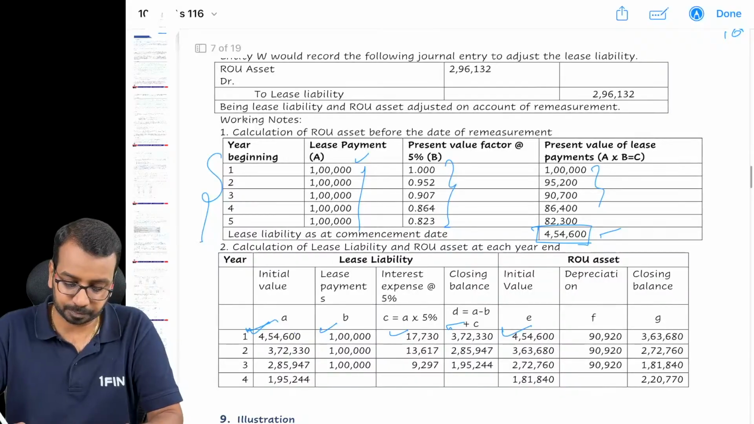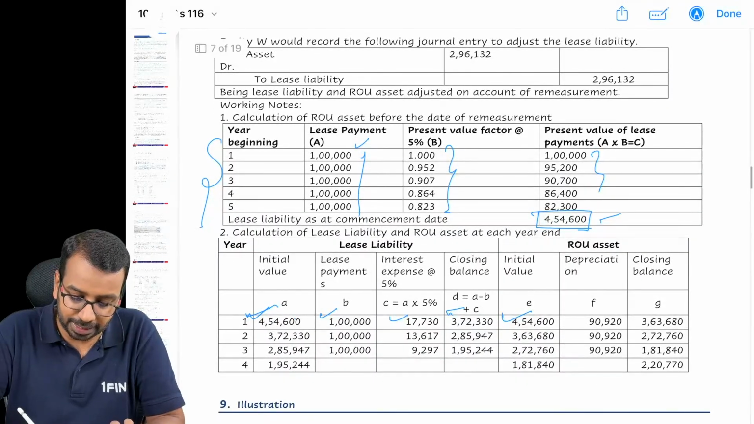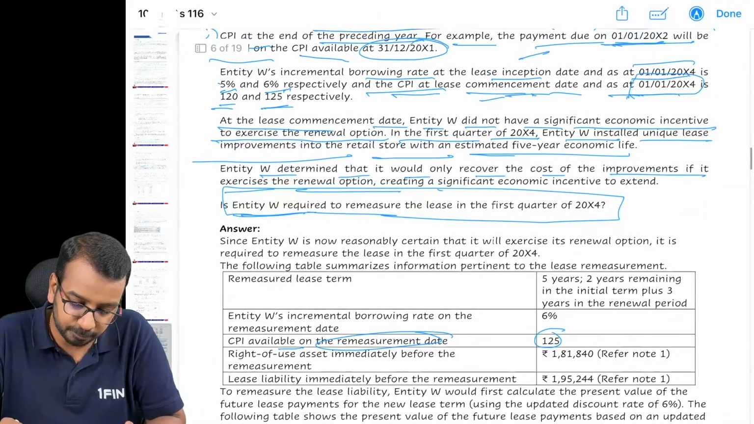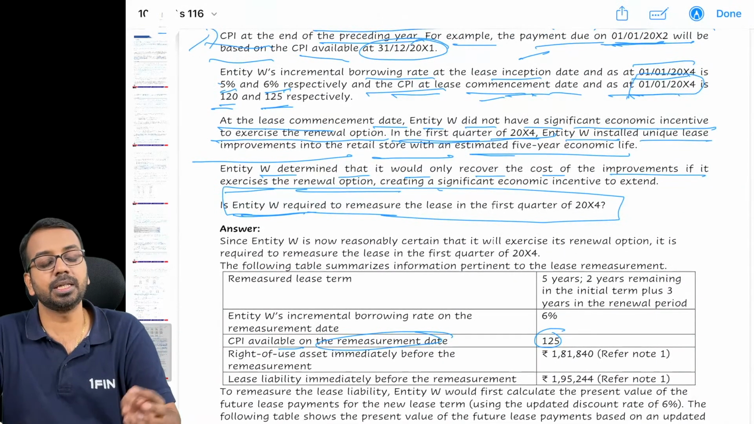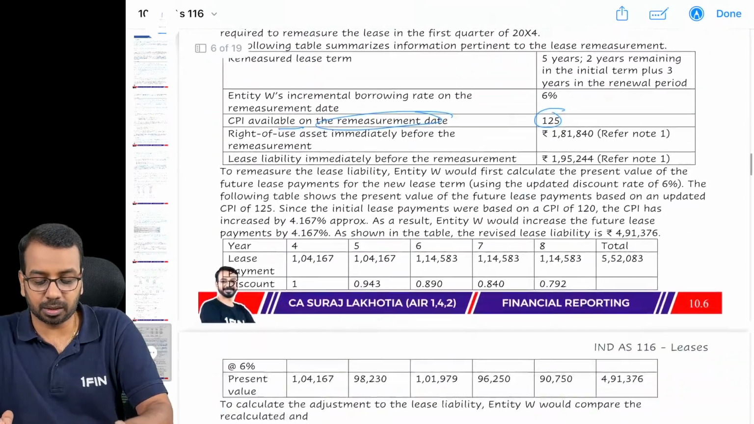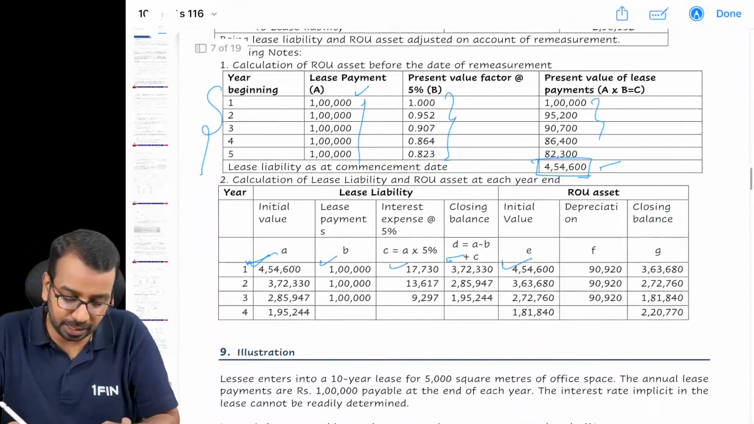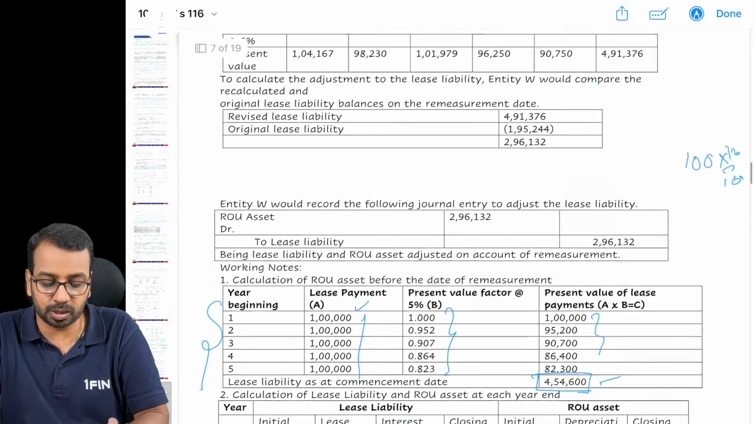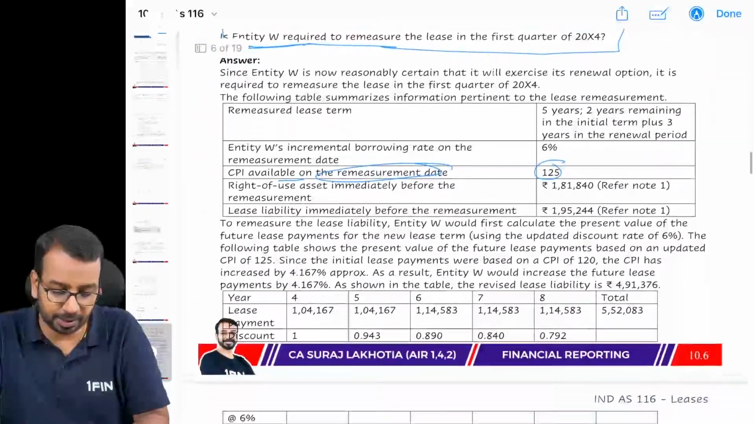Now here, at the end of 3rd year, so when did they do the remeasurement? First quarter of year 4, means 1 has gone, 2 has gone, 3 has gone. 3 years have passed by. So at the end of 3rd year, this is 195,244 and this is 181,840. This is the closing balance. Now what happened?